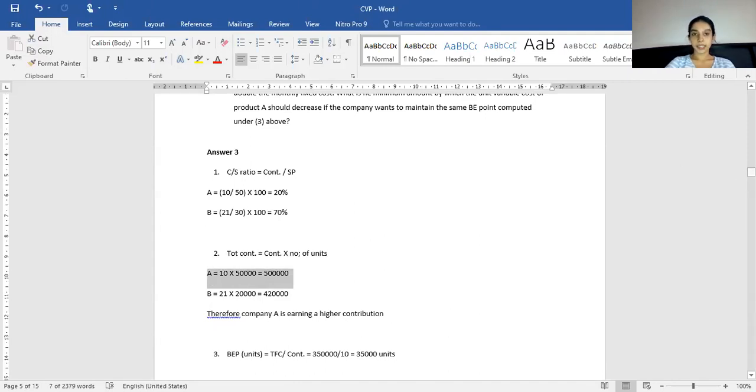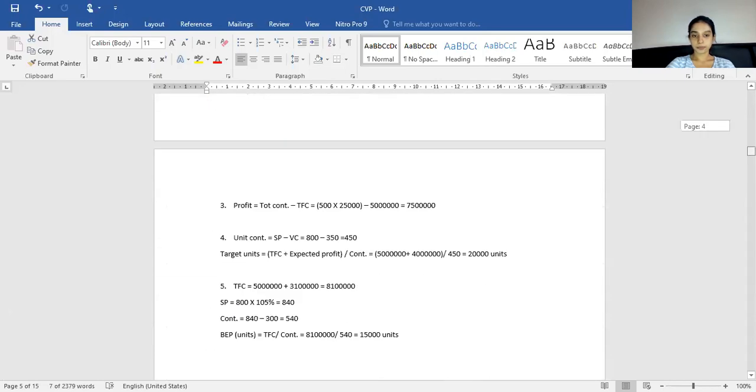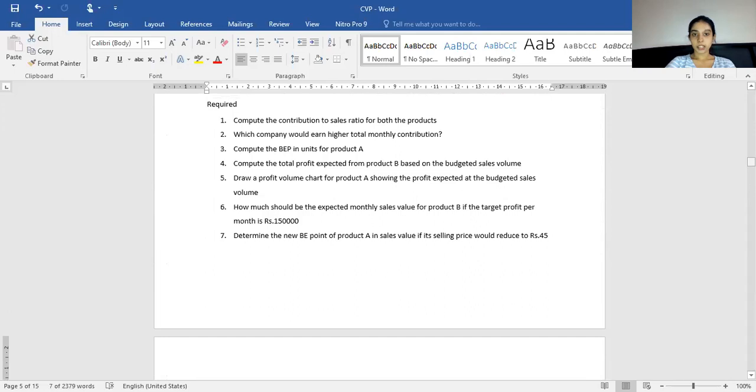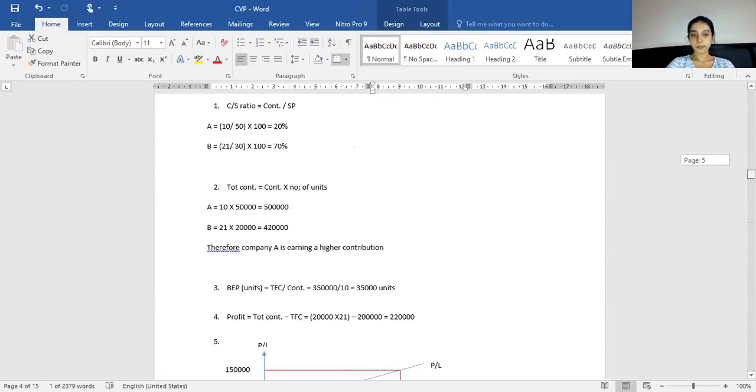Okay, then let's move on to the next question. Compute the break-even point in units for product A. We have to calculate only for product A, so we need the total fixed cost and unit contribution. Here, total fixed cost for product A is 350,000. It is given.